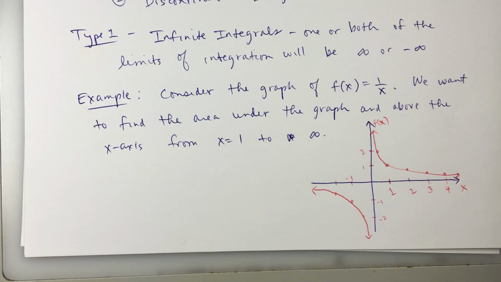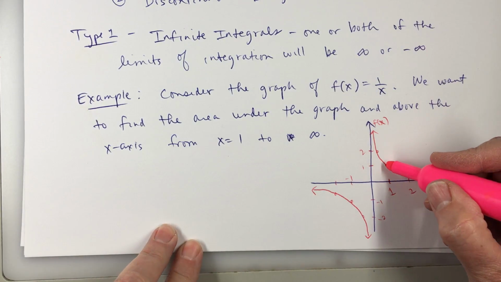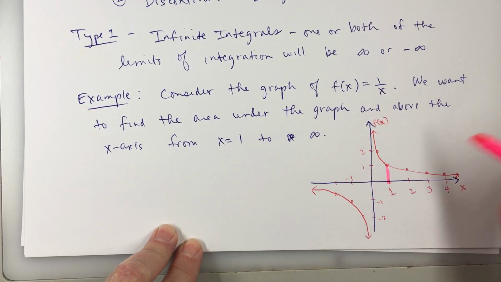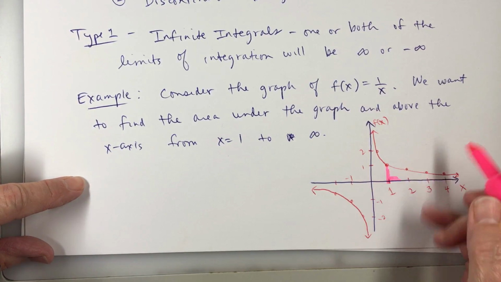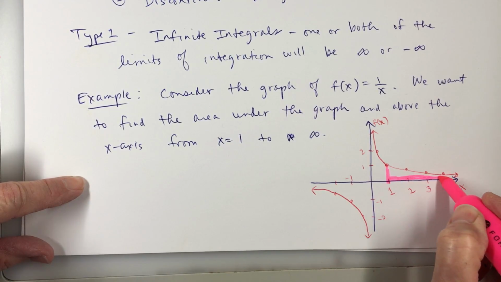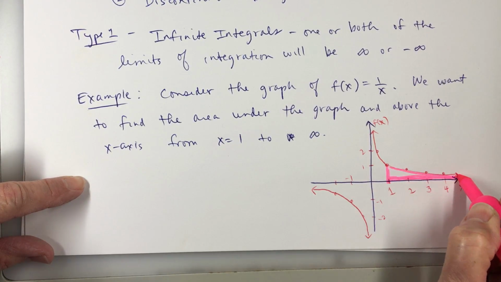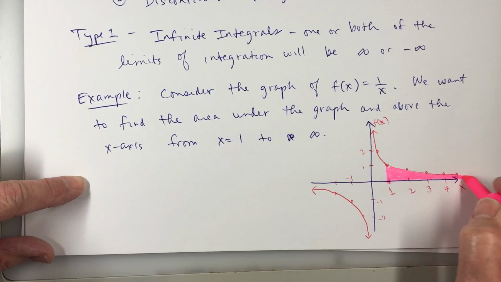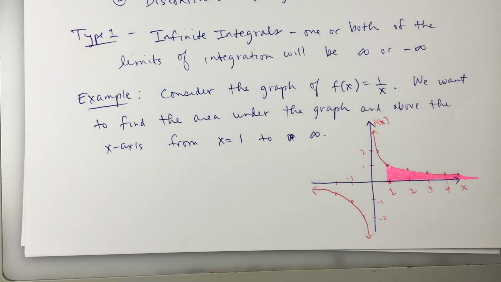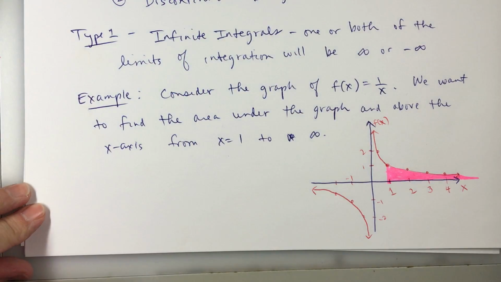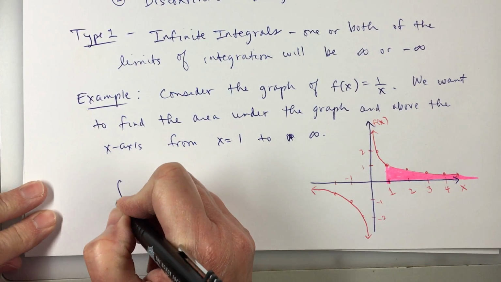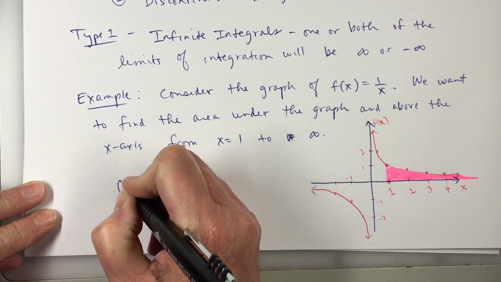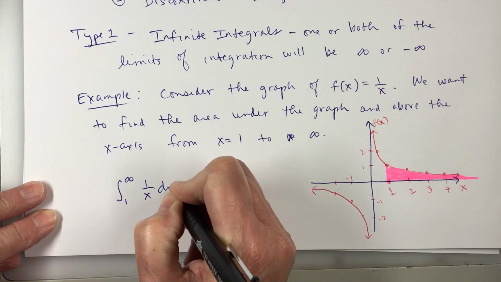What I want to do on this calculus problem is find the area starting at 1 and going to infinity. The graph gets closer and closer and closer to the x-axis. Never touches. The integral for that is what we call an improper integral. The integral would be the integral from 1 to infinity of 1 over x dx.